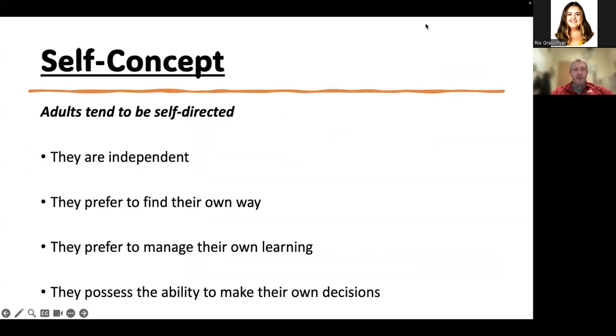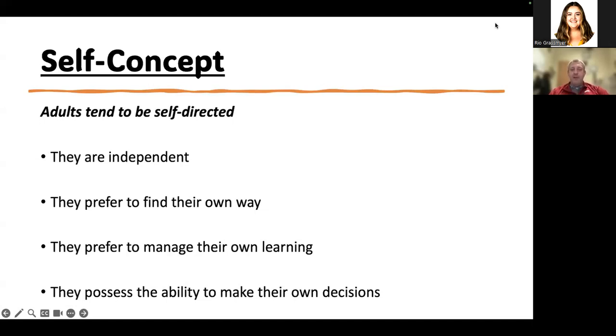Self-concept. Again, adults tend to be self-directed. Adults have that responsibility to want to go and want to learn. We are independent. Independent learning can work, but we have to encourage them. They prefer to find their own way. But you need to guide them in their way to manage their learning, because maybe it's been 15 years since they've been out of the classroom. The classroom has changed tremendously in 15 years. Manage them and allow them to be independent, but guide them in the process. That's where loving them and encouraging them comes into play.